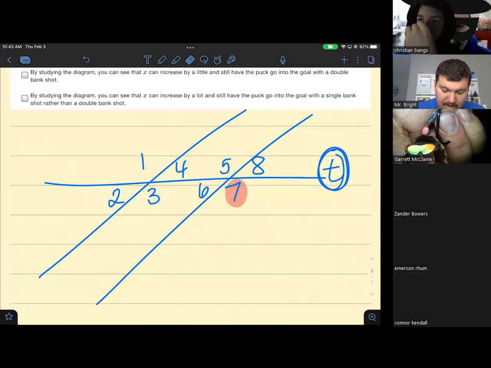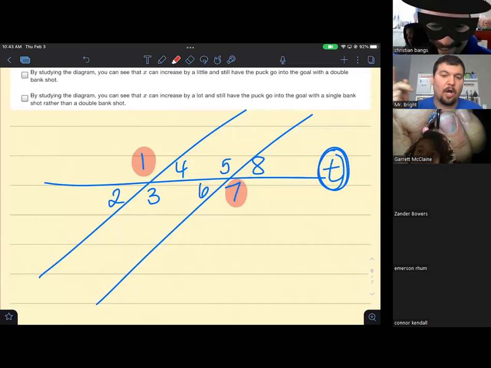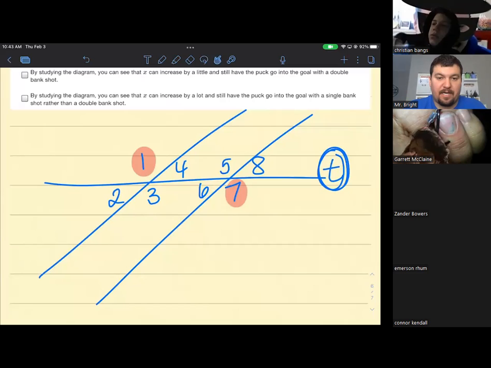Good. What about angle 7 and angle 1? Angle 7 and angle 1. What do you think about that? Garrett, what would you say? Alternate exterior. Alternate exterior. Okay. That's the new part of today's lesson. It's vocab. You just have to study it.